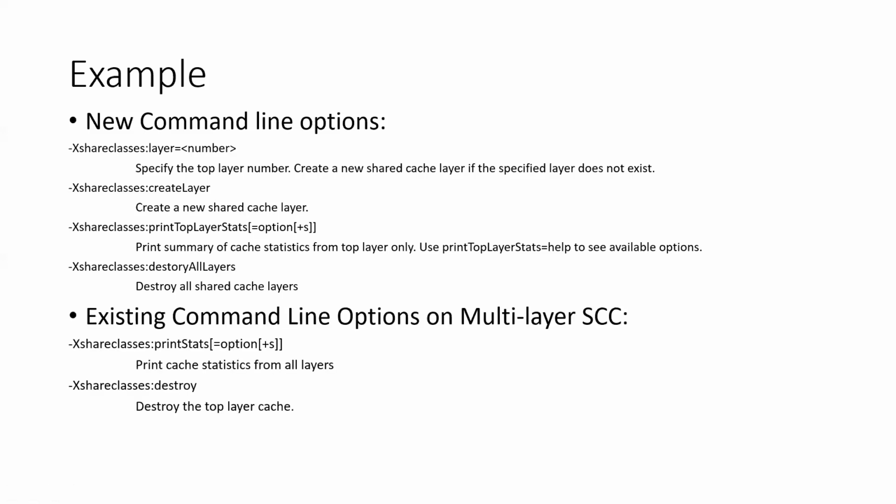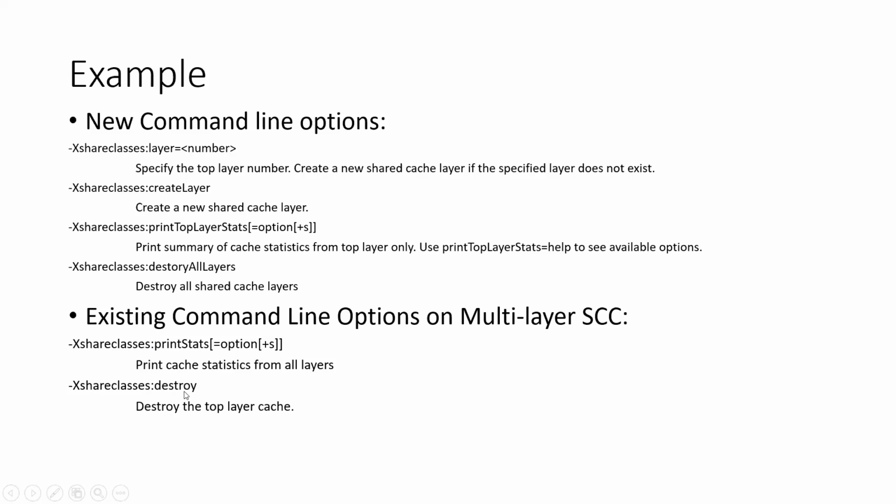Existing command line options can also be used on multi-layer shared caches. Print stats will give you cache statistics from all layers. So if you want to see all the ROM class or AOT methods in the shared class cache from all layers, you can use print stats equals ROM class plus AOT. It'll give you all the AOT and ROM class entries in all layers.